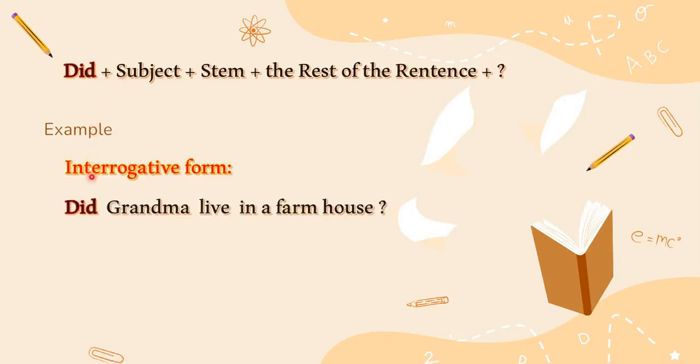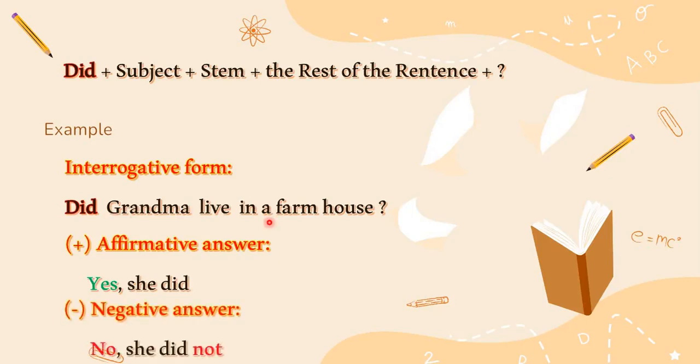Example: we have here the question, did grandma live in a farmhouse? Did grandma live in a farmhouse? Of course, the answer is going to be affirmative or negative. The affirmative answer, which is the positive answer, is: yes, she did. Or the negative answer, which is: no, she didn't. No, she did not.